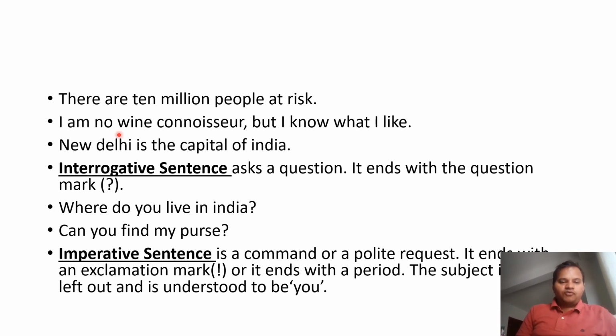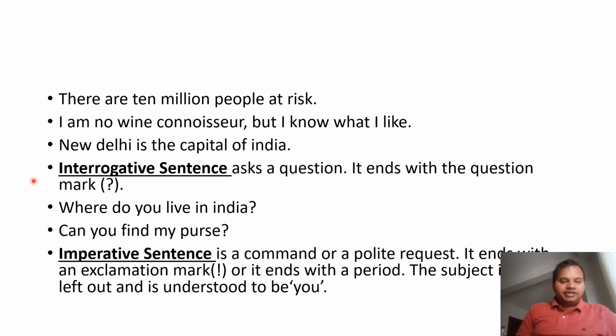I am no wine connoisseur, but I know what I like. So, New Delhi is the capital of India. It is a fact. You can see it is a fact. So this kind of examples we can quote in this sentence.